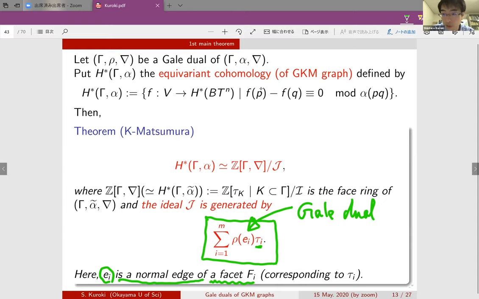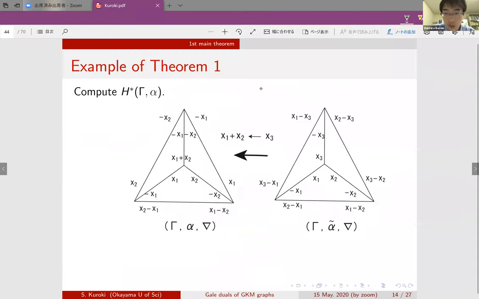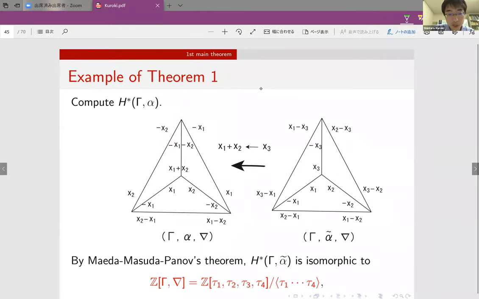I will explain it quickly because I have just 7 minutes. Now we want to compute H*(Γ, α) for this case. Our assumption is that it extends to (Γ̃, α̃, ∇). Then the equivariant cohomology of Γ̃ is already known, because by the theorem it is isomorphic to this face ring.